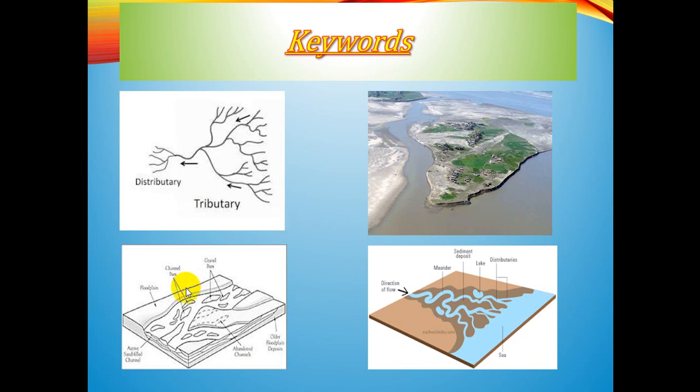And just see the braided channel. See these small riverine islands. And as a result, the river is being divided into small channels. From here they are moving out. So this entire feature is termed as braided channel.